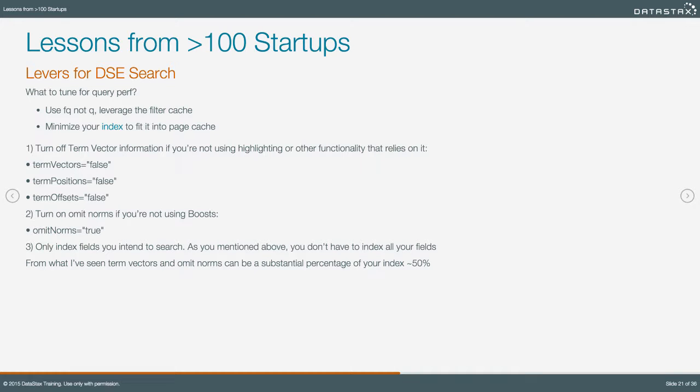You can turn things off like term vectors, term positions, and term offsets if you don't care about things like highlighting, which is a pretty nifty Solr feature, but you might not be using it. And things like omit norms, you can turn that on if you're not using something like boosts in Solr, right? So you can disable some Solr features and shrink the size of your index if you don't have the hardware, the RAM, to throw at it. And then you can also just index the fields that you intend to search on, right? So if you've got a table with 20 fields and you only really care about searching 5 of them, don't index the whole thing, right?